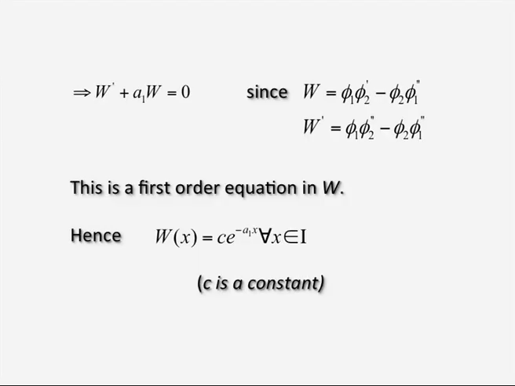And what is the derivative of that capital W? Phi 1 phi 2 double dash minus phi 2 phi 1 double dash. So this equation can be written as W dash plus A1 into W is equal to 0. You know that this is a first order linear homogeneous differential equation with constant coefficients. So the general solution of this equation is W is equal to C e power minus A1 into x, where C is an arbitrary constant.